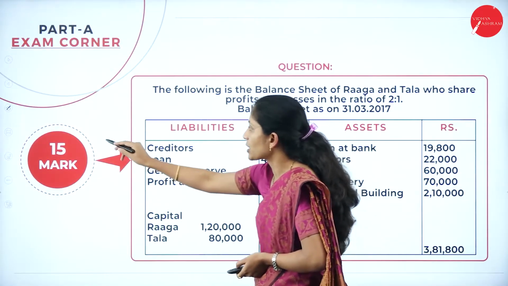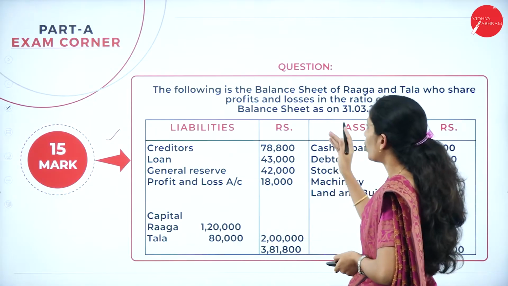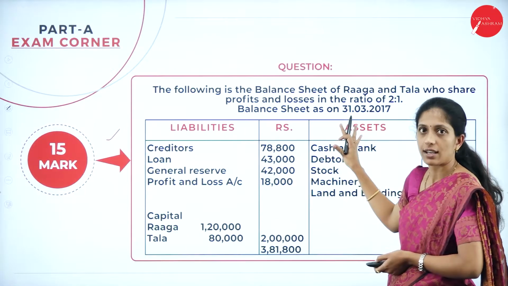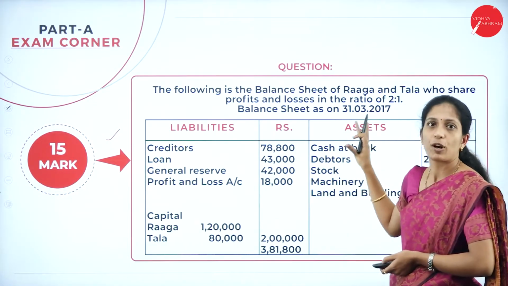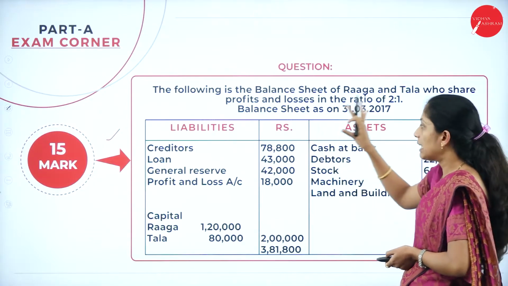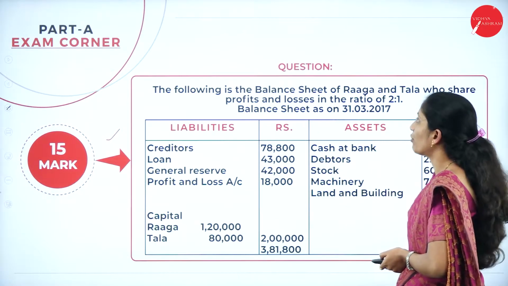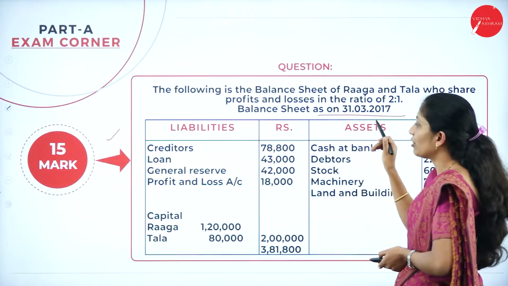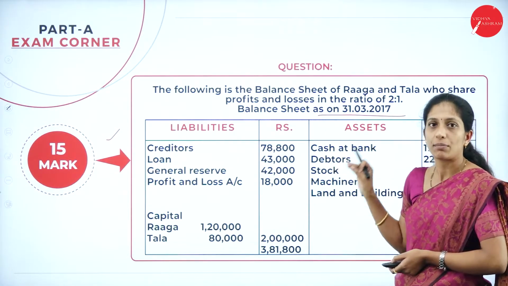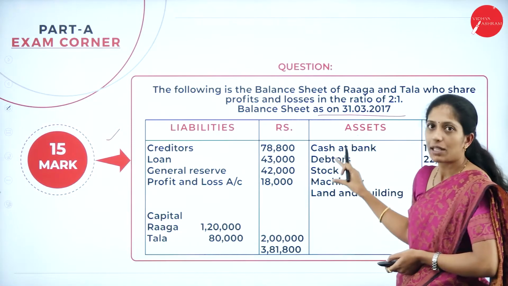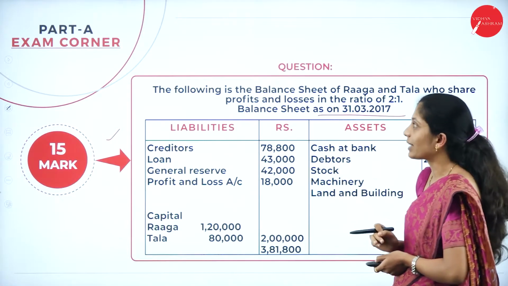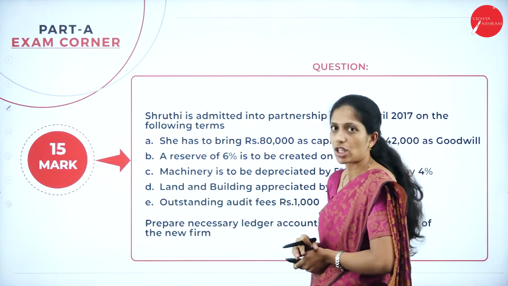Next, 15 marks problem. This is on admission of a partner. We had solved many problems on admission of a partner. They will give the opening balance sheet like this, that is before the admission of a new partner. Now this is a problem on admission of a partner and they will give the balance sheet before the admission of a partner and certain adjustments.